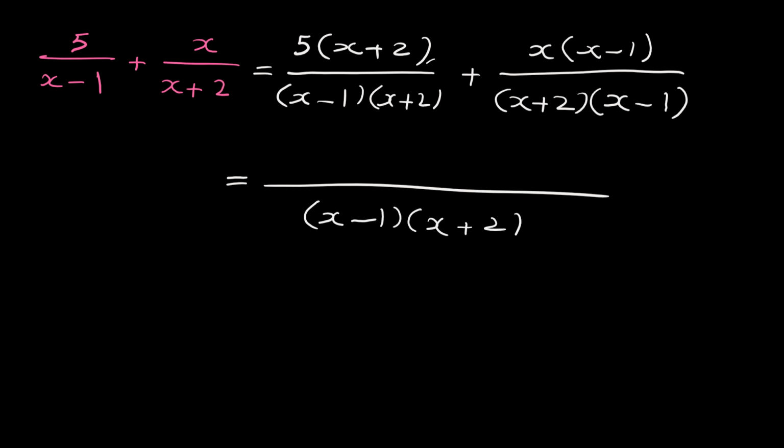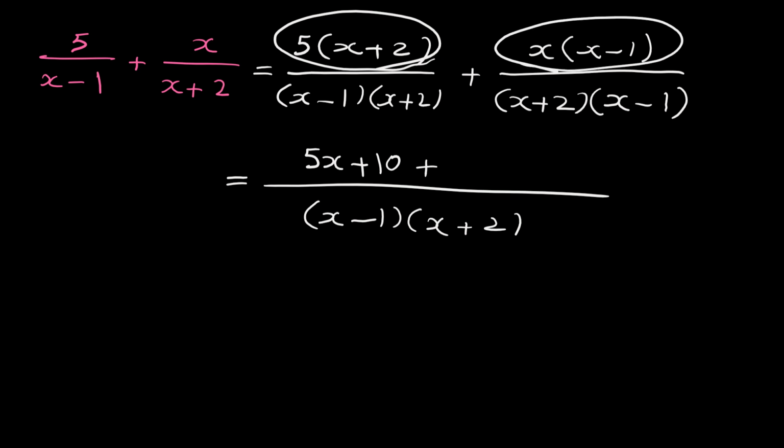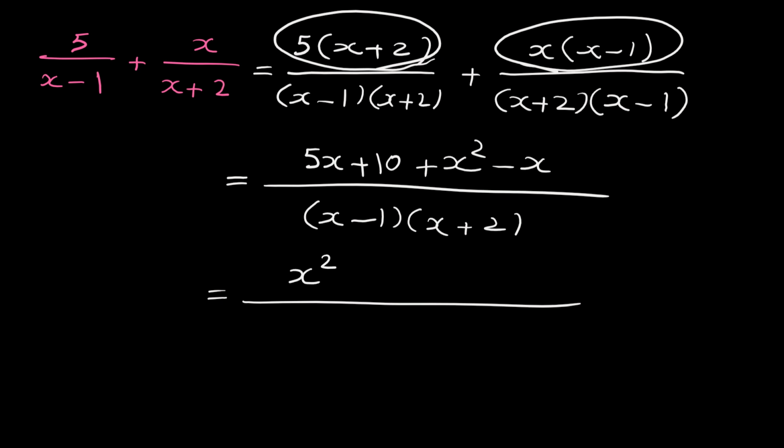In the first numerator, if you pay attention, we have 5x plus 10. We multiply 5 in the bracket. And in the other numerator, we have x to the 2 minus x. If we simplify numerator, in numerator we have x to the 2, 5x minus x. 5x minus x is 4x. And we have 10 in numerator.